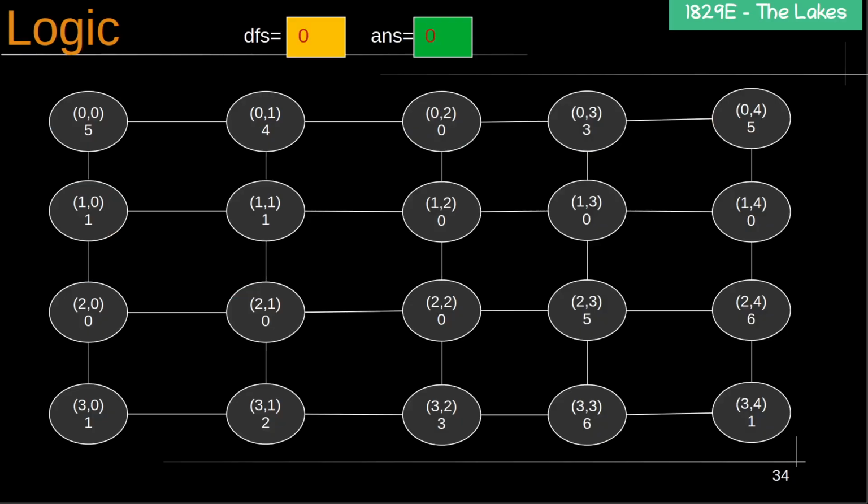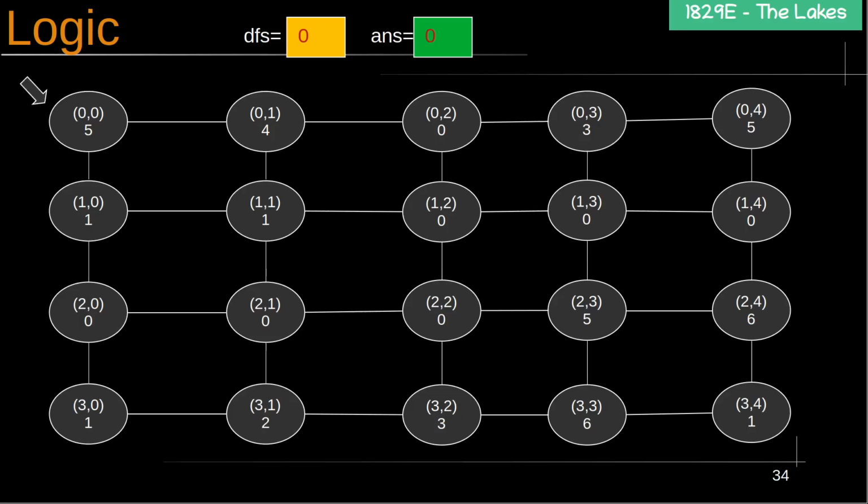Let's represent this as a graph because it's simpler to understand. Of course, in our solution, we are not going to represent this as a graph, adjacency list or adjacency matrix, because no need. We can use the matrix itself. So we will see how.